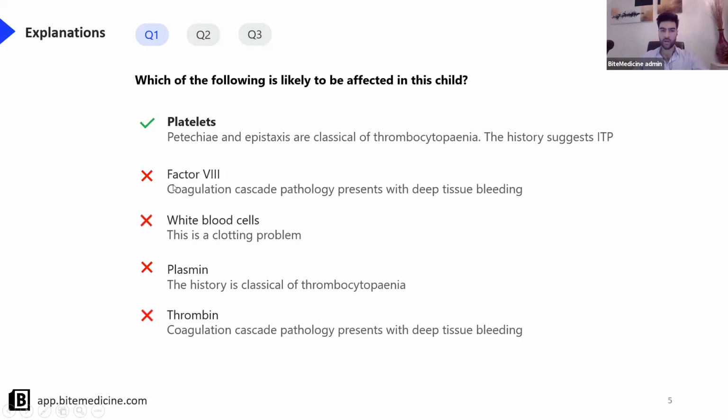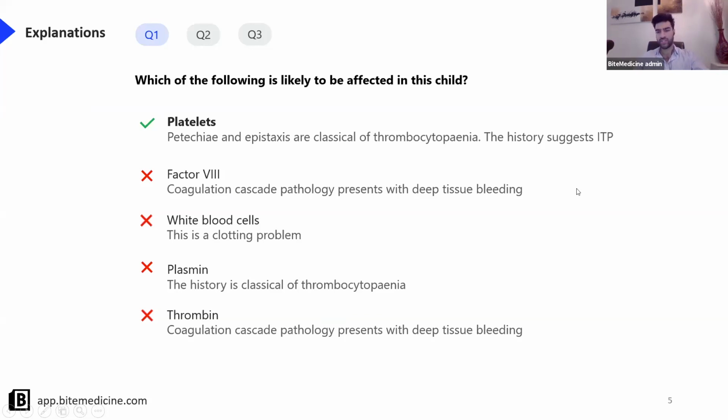Factor VIII, as I said, is coagulation cascade pathology, and that normally presents with deep tissue bleeding. So deep tissue bleeding, things like hemarthrosis, so bleeding into the joints, bleeding into muscles. That's how haemophilia typically presents. Haemophilia is factor VIII deficiency. White blood cells, as we said, this is a clotting problem. It's not plasmin. This history clearly points towards a diagnosis of thrombocytopenia. And again, it's not thrombin, because it's a platelet problem, not a coagulation cascade problem.